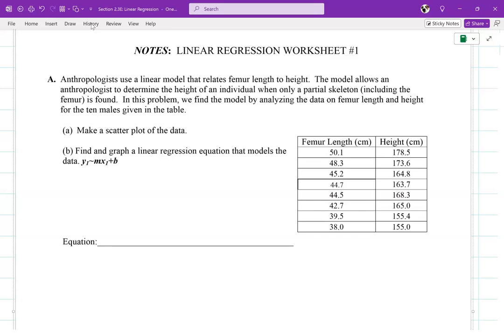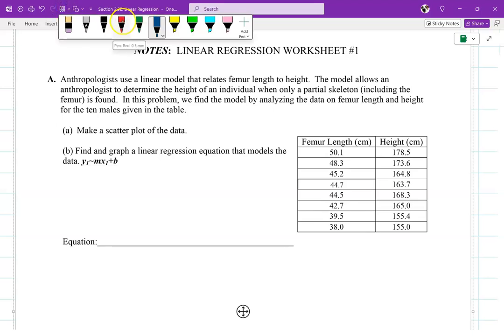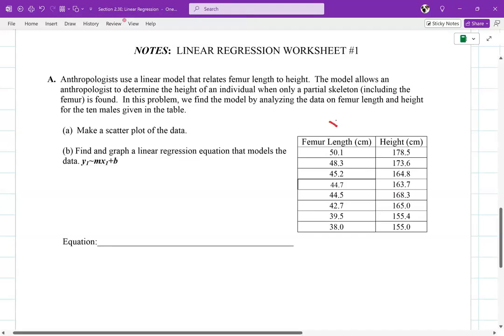Okay, so part A says make a scatter plot of the data. I don't want you guys to graph this by yourself on a piece of paper. We're going to let Desmos do it, okay? But first, you guys should know this, I'm sure, but whenever you have a T-table, a chart right here, the first column is always X, right? And then the next column is Y.